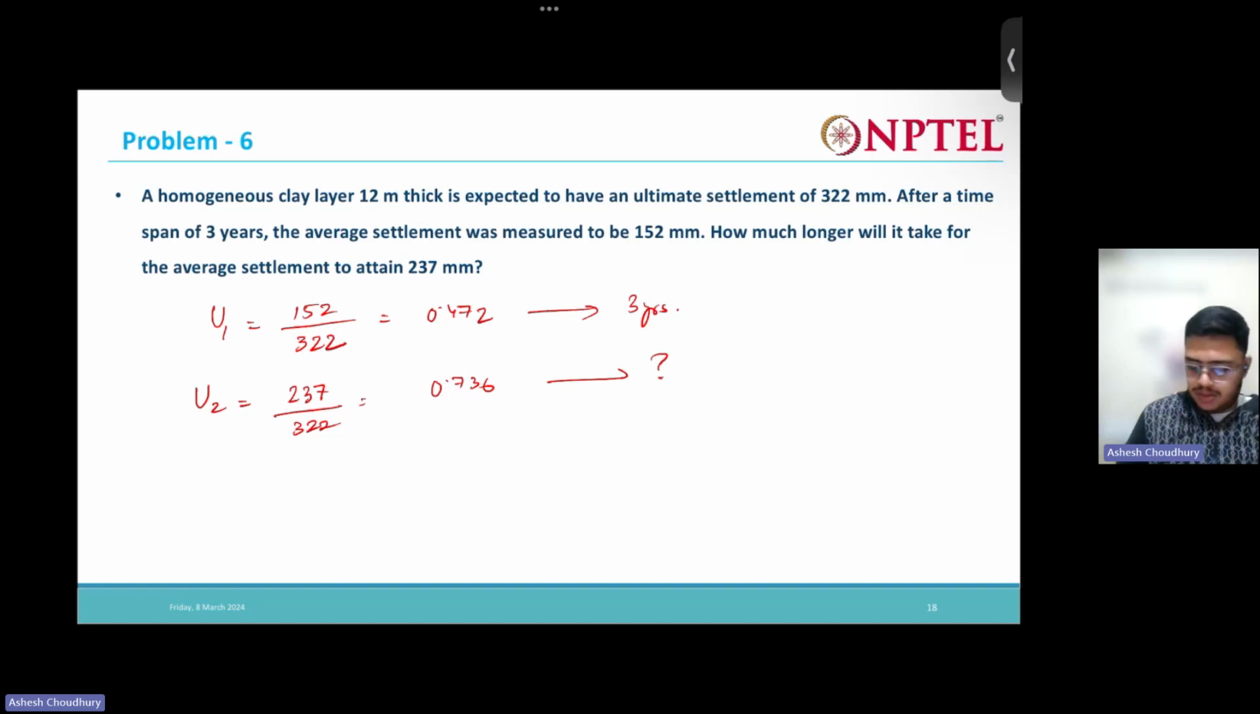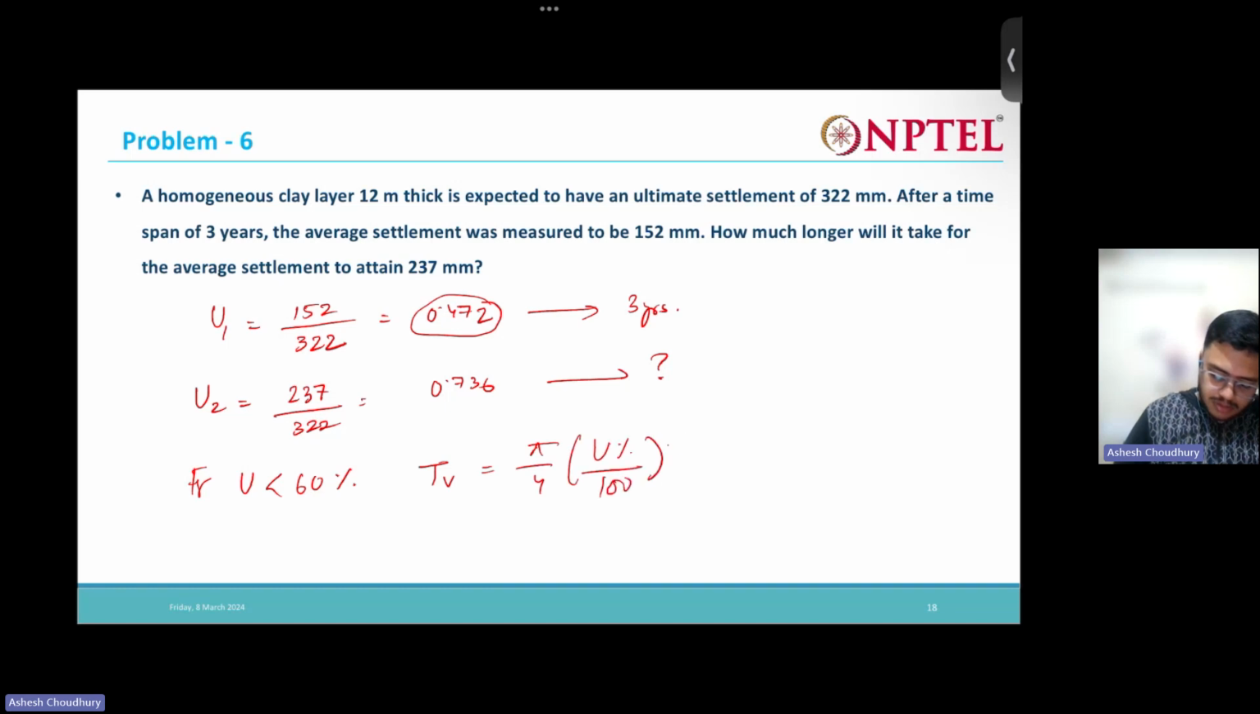This time we don't know, that we need to calculate. Okay, so this is less than 60%, right? It's less than 0.6, less than 60%. So for U1 less than 60%, what is TV? Therefore TV1 square, so this is going to come out as 0.175. Okay, this is going to come out as 0.175.